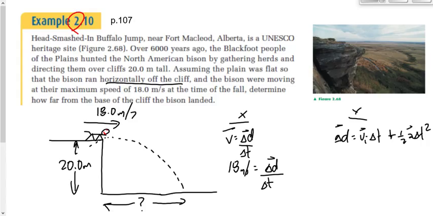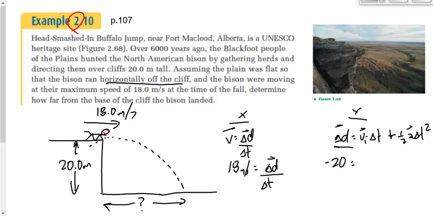Do we know the vertical displacement here? This one right here. Yes, what is it? No, it's not 20. It's negative 20. Because the bison don't end up 20 meters above where they started, right? The bison end up 20 meters below where they started.